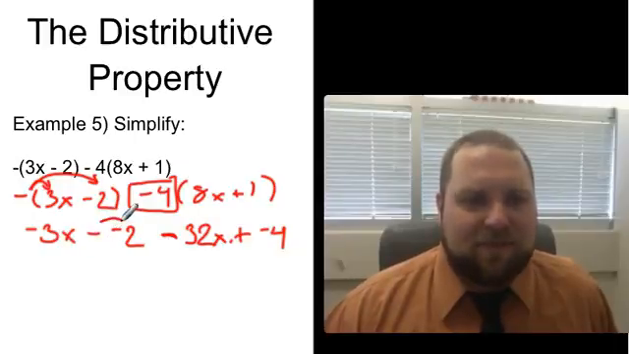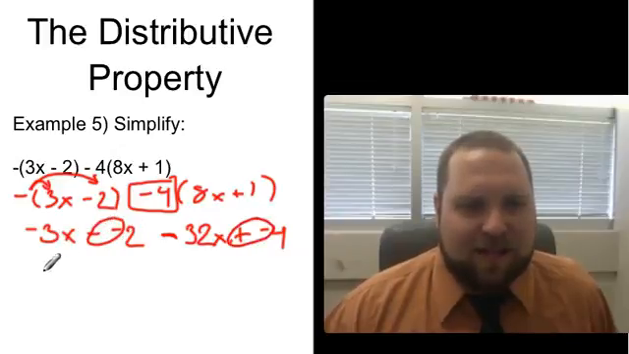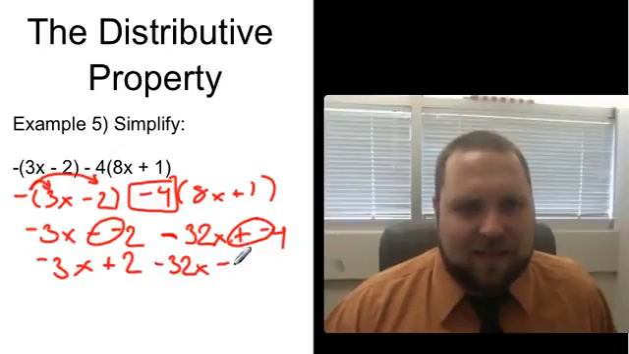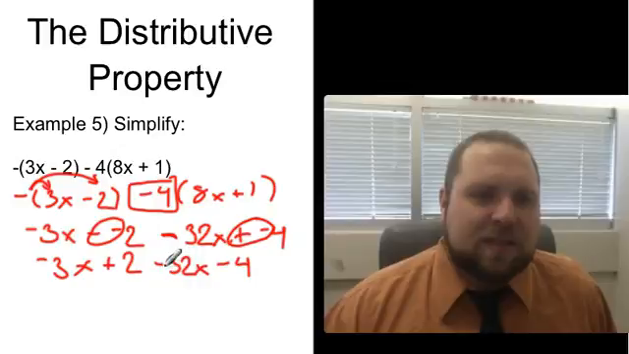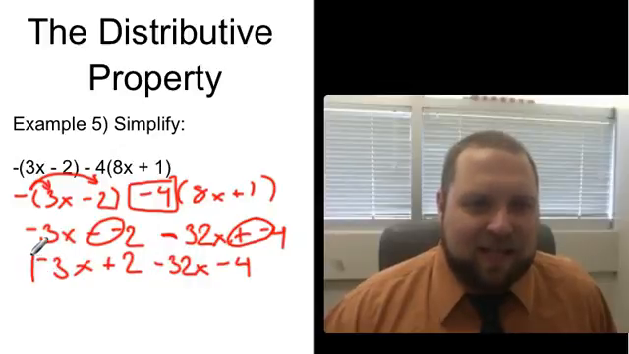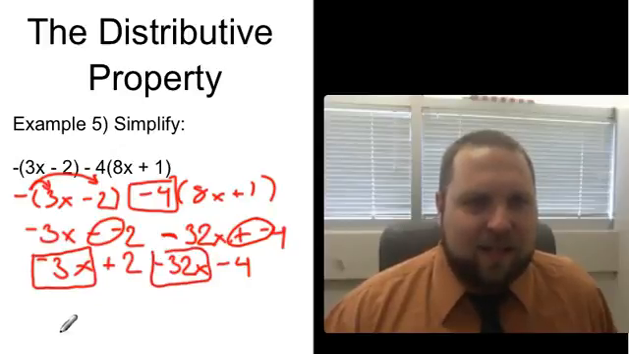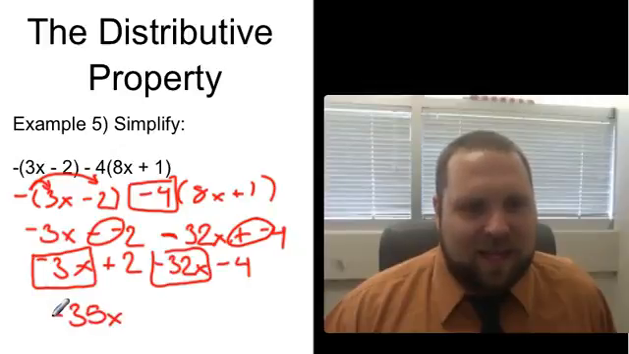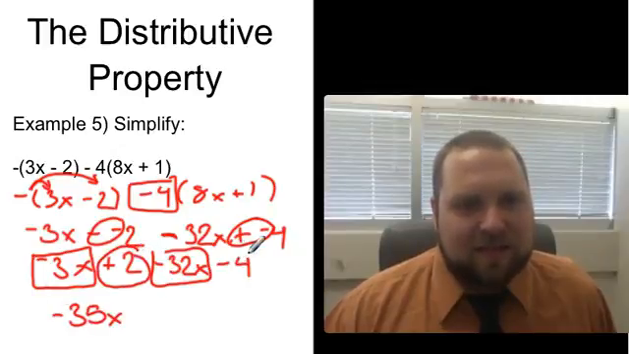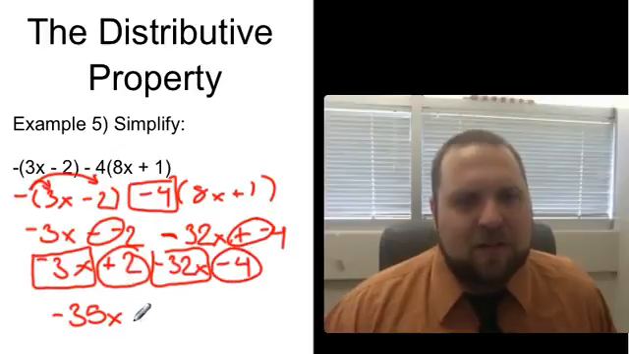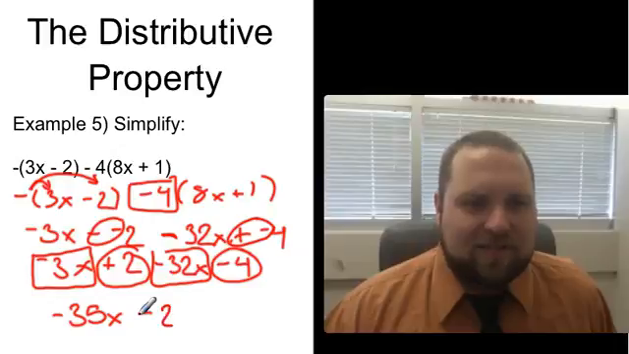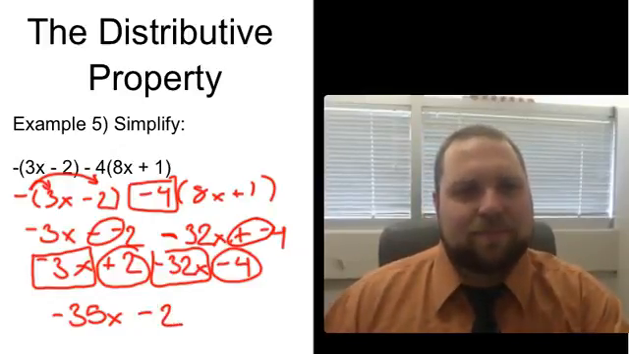Now there are a couple things to simplify here. Negative and a positive and a negative. If we're subtracting a negative, that's the same thing as adding. And if we are adding a negative, that's the same thing as subtracting. So now I have all of this and I can combine like terms. I would take negative 3x and negative 32x, and combining those together I get negative 35x. And then I can take my constant terms, which are like terms, and add them together. 2 minus 4 would be negative 2. And now I have simplified that.